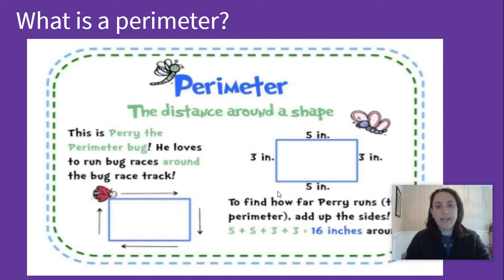Let's look at that rectangle over here with the lengths and widths written in. So the length of this rectangle is 5 inches. The width is 3 inches. This length is 5 inches. This width is 3 inches.